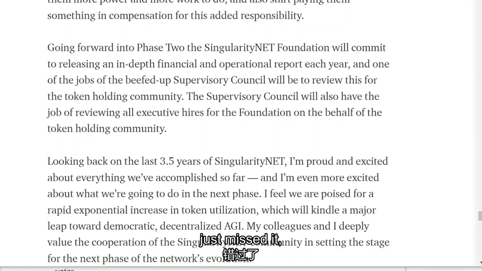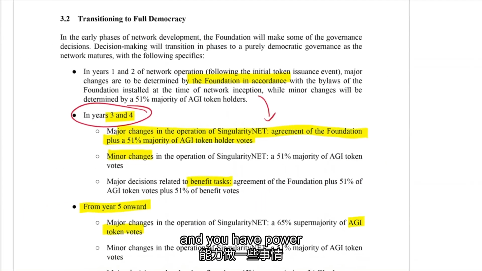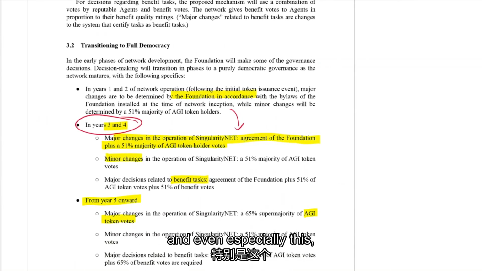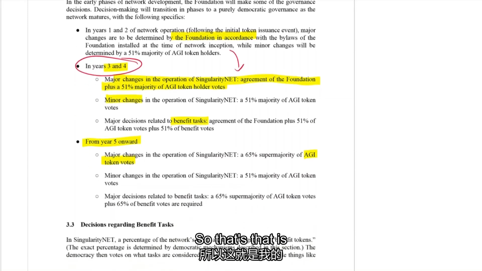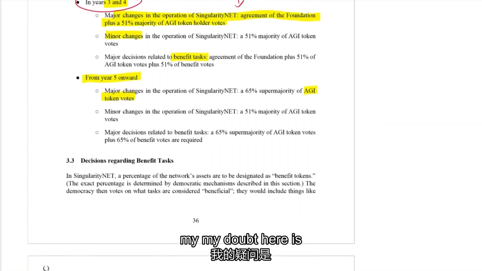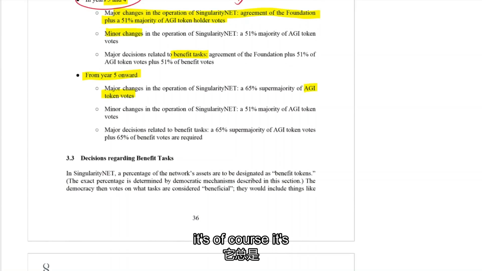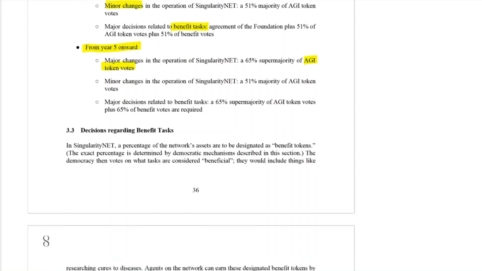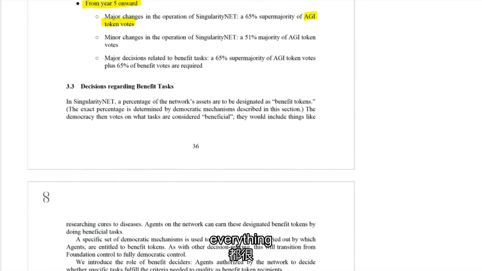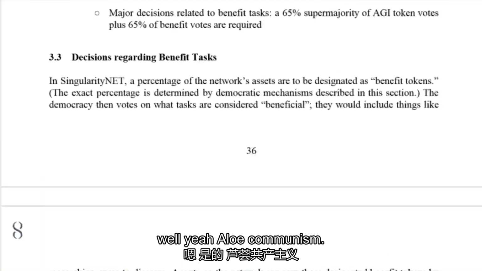Maybe I've just missed it and they're actually doing this, but I have my feeling that if you launch such a system and you have power to do stuff, and especially if the system doesn't grow as much as you expect and so on, you're not going to give that power away. So that is my doubt here, is that if you have the power, of course it's always better for you if you say, well, I'm just going to hold on to it a little bit longer. Eventually, when everything goes well, but it's never that everything goes well. Hello, communism.